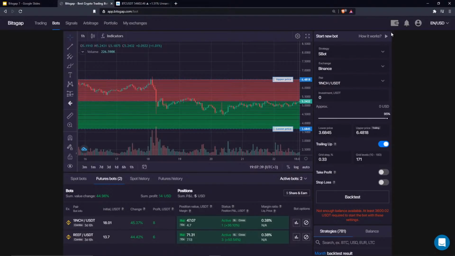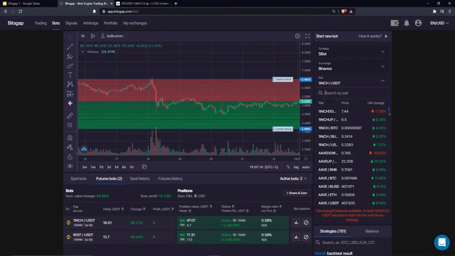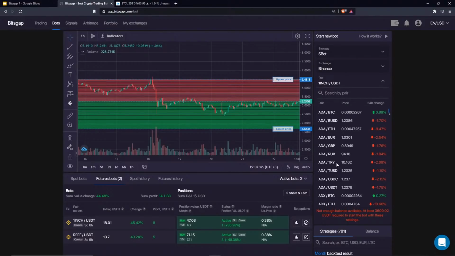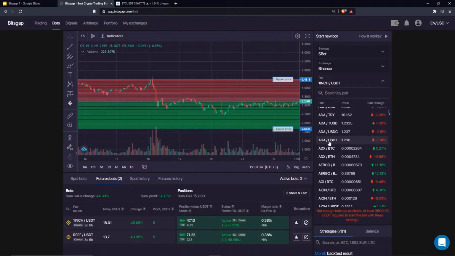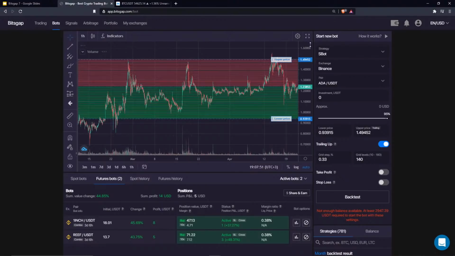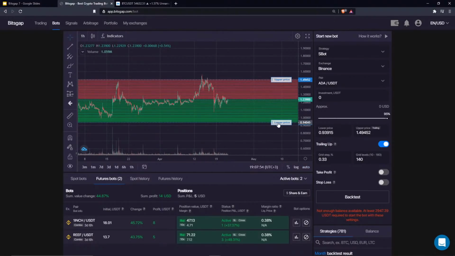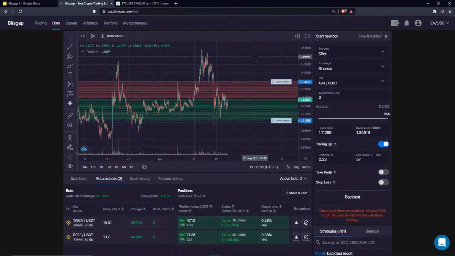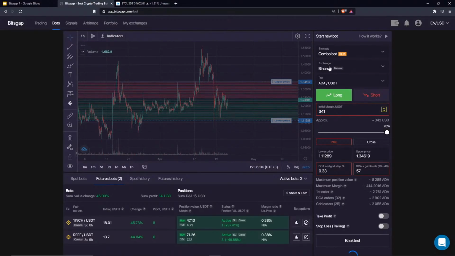These are my sample trades. So let's assume that I want to trade on, well, let's choose any random crypto that we have here. Okay, let's use Cardano trading to USDT. So I look at the chart and maybe this is the trading range that I want. Let's go back. Now we have the combo bot.